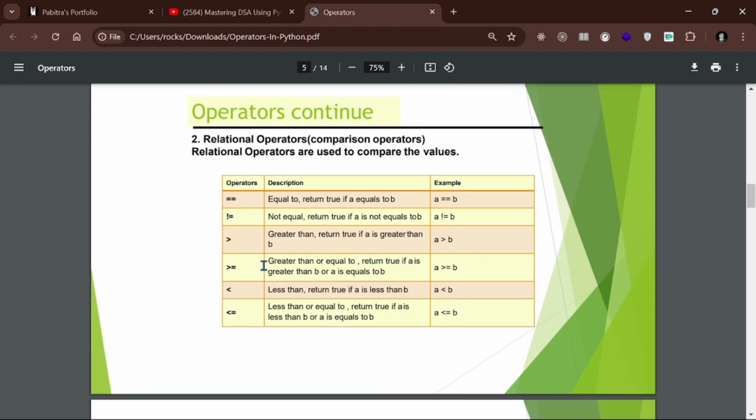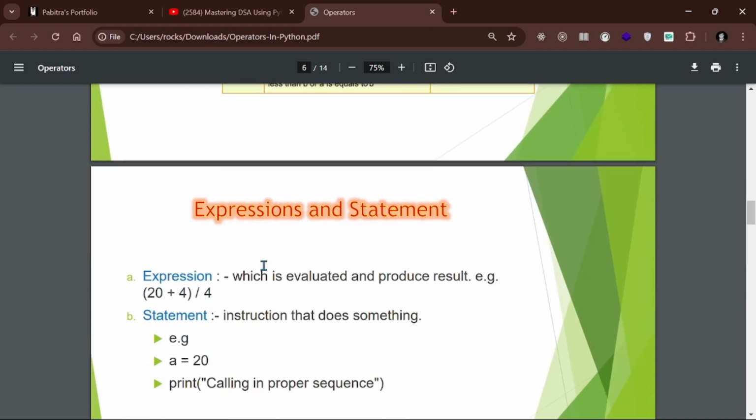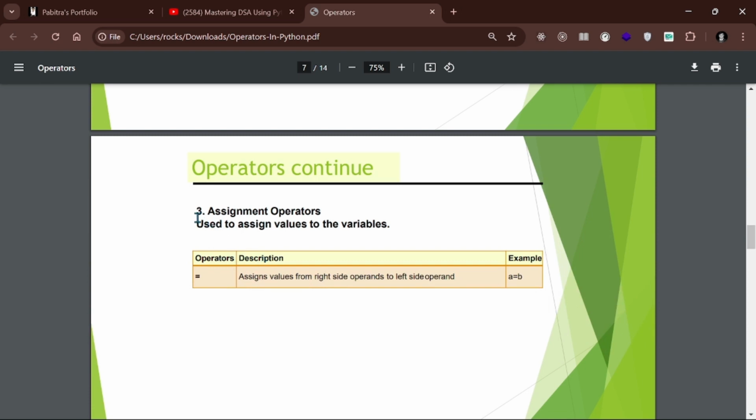Now we come to the assignment operators. These are used to assign values to variables. The humble equal sign is basically the cornerstone of variable assignment in Python. This assigns values from the right side operand to the left side operand. That means here a is the variable name and b is the value of this variable. So this assignment operator is assigning the value.